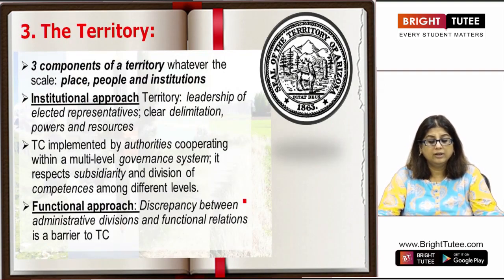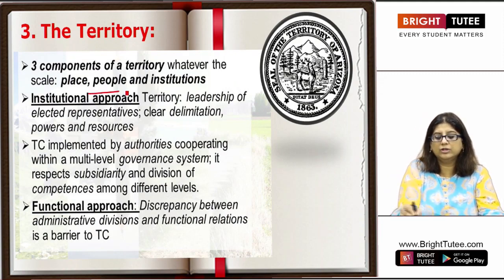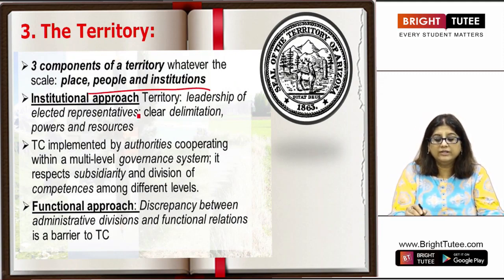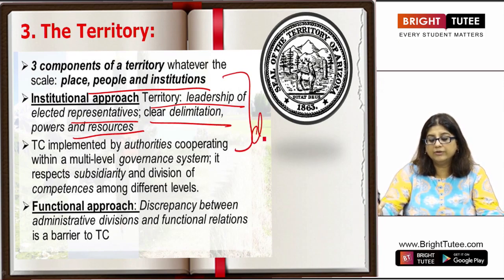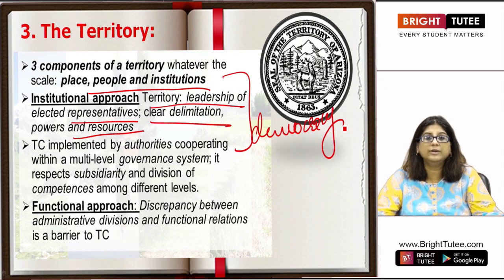The territory. And a territory, whatever the scale, place, people and institution are its components. Now the institutional approach is like leadership of elected representatives, clear delimitation, powers and resources. This is democracy exactly, because we all share this form of government, because this form of government has our representatives. We have chosen them and they make all the policies for us, they are using the powers for us only, they are maintaining the administration for the welfare of the country.